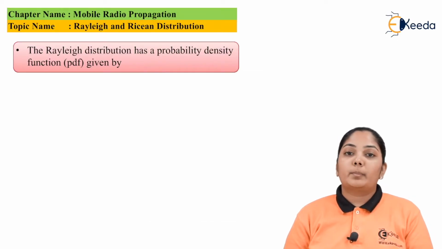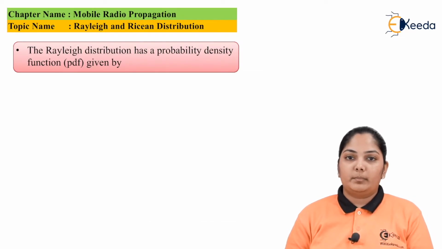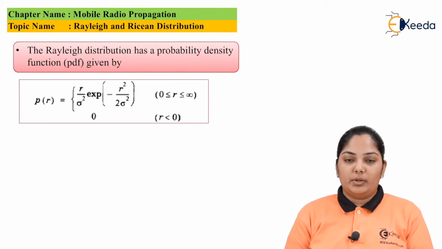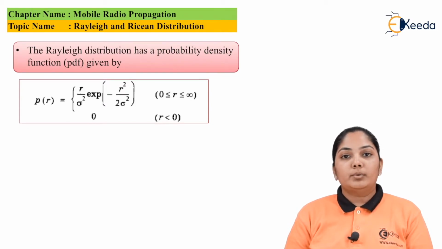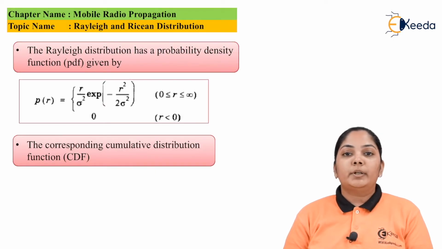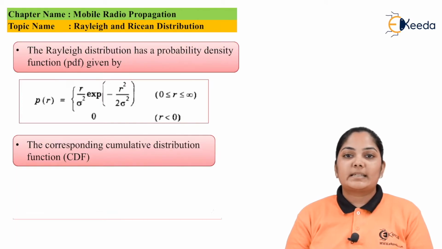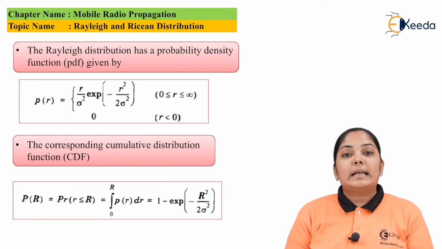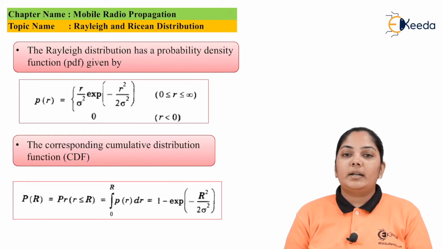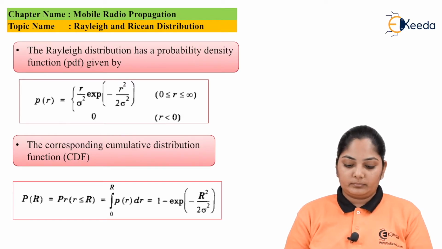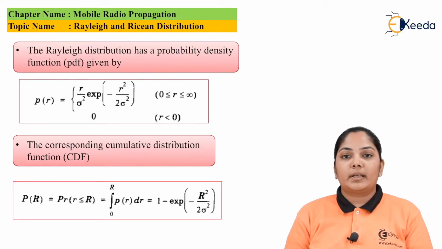The Rayleigh distribution has a probability density function, or PDF, which is given by P of R is equal to R upon sigma square exponential of minus R square upon 2 sigma square, where R is between 0 and infinity. Similarly, this value turns out to be 0 for R less than 0. Next, we have the corresponding cumulative distribution function, or the CDF. This is given by P of capital R is equal to the integral from 0 to R of P of R dr, which is equal to 1 minus exponential of minus R square upon 2 sigma square.